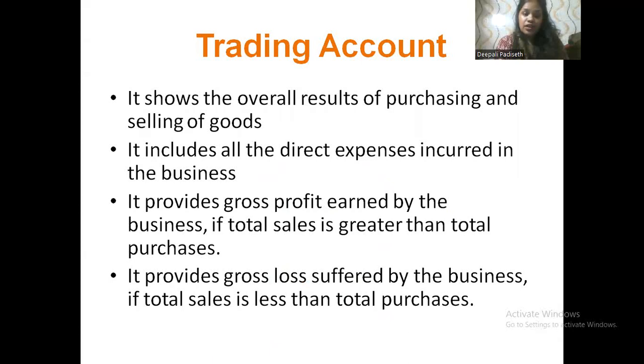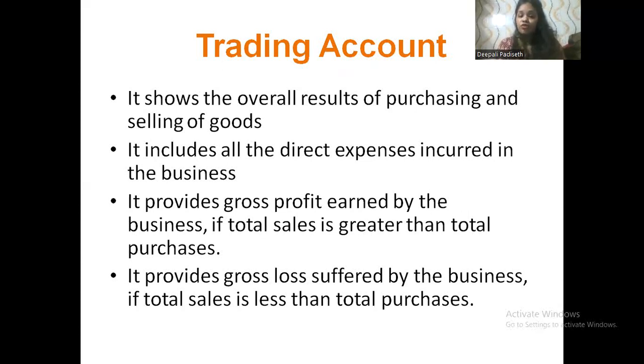Next is trading account. So trading account shows the overall results of purchasing and selling of goods. Whatever goods we are purchasing from a vendor and whatever goods we are selling to the party. So it includes the results of all that. It also includes all the direct expenses incurred in the business. Here you can see the example of direct and indirect. In trading account, direct expenses are used in the business.